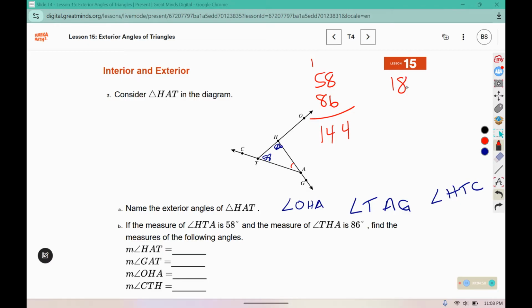And then we need to subtract that from 180 because that's how much is in the whole triangle. 10 minus 4 is 6. 7 minus 4 is 3. And 1 minus 1 is 0. So HAT is 36 degrees.